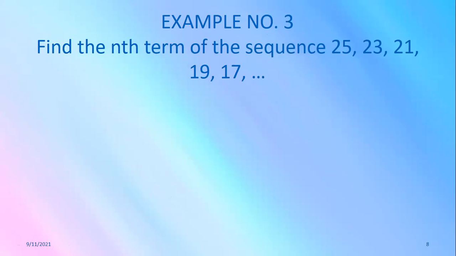You're asked to find the nth term of the sequence 25, 23, 21, 19, and 17. Okay. So we will still use the same formula again, ano? So alam na natin yon. A sub n is equal to a sub 1 plus n minus 1 multiplied by the common difference d. But we're asked to find the nth term. However, ang meron lang sa atin is our first term and the common difference. Kasi nth term lang naman ang hinahanap eh.